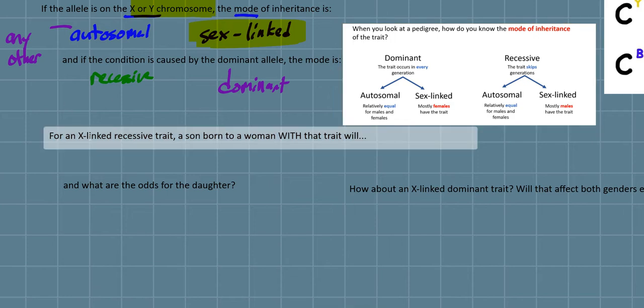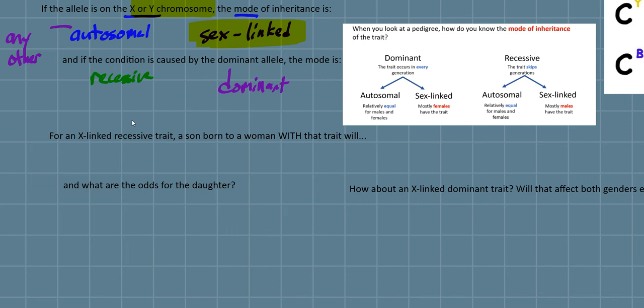So as an example question, maybe for an X-linked recessive trait, a son born to a woman with that trait. She would have 2 X chromosomes, and both of them, maybe I'll do B, little b. Little b means recessive. She has 2 X chromosomes, and they're both recessive because she has that trait. She is affected. The father would have something. We don't know what his X chromosome says. We do know his other one is a Y.